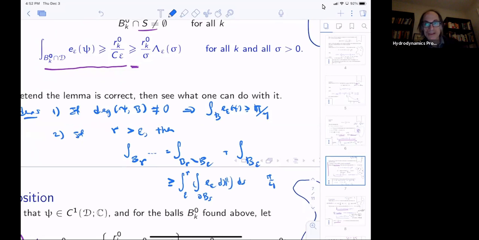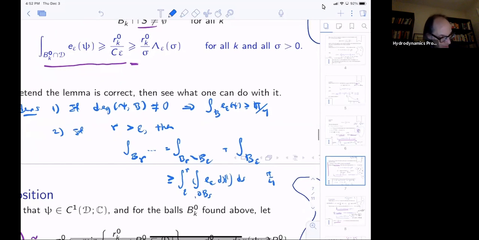And what happens is on every one of these radii, the ball, the energy is like a constant over epsilon. And this is related to arguments we gave in the proof of one of the lemmas from Monday.